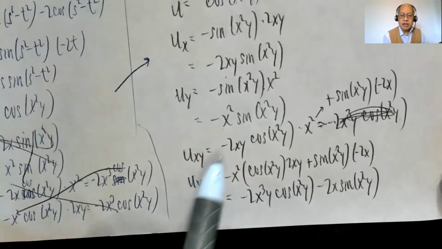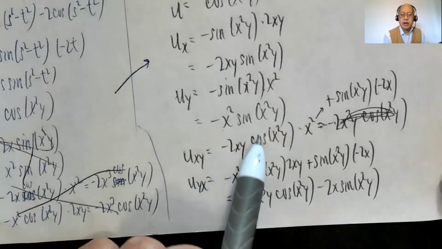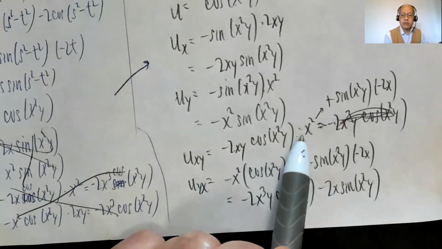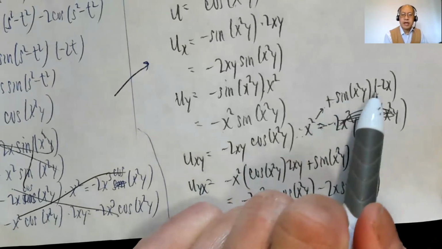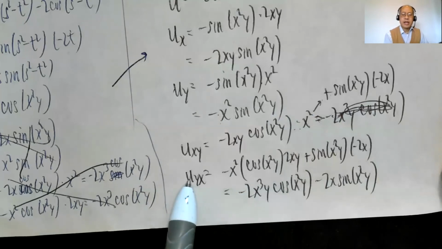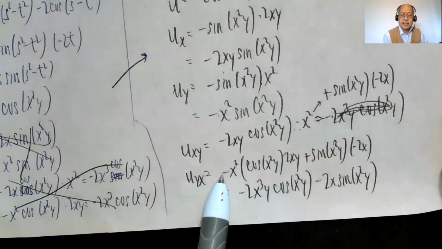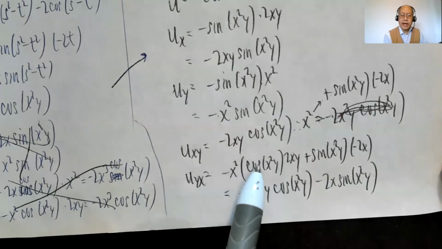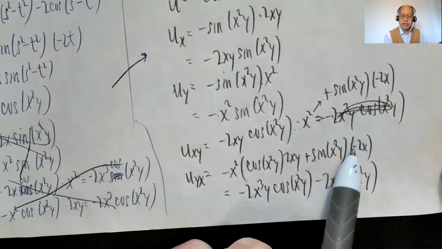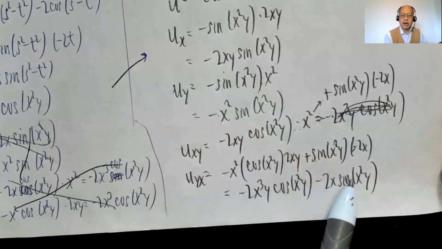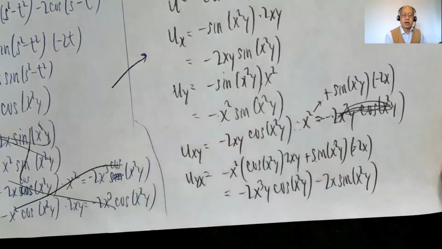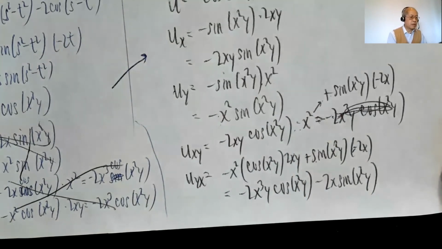u sub xy, negative 2xy cosine of x squared y times x squared plus sine of x squared y times negative 2x, second times derivative of first. Okay. And then u sub yx is negative x squared cosine of x squared y times 2xy plus sine of x squared y times negative 2x. And if you simplify it all out, you end up with this. So technically, these are the same. They just want you to verify Clairaut's theorem holds for that particular problem.